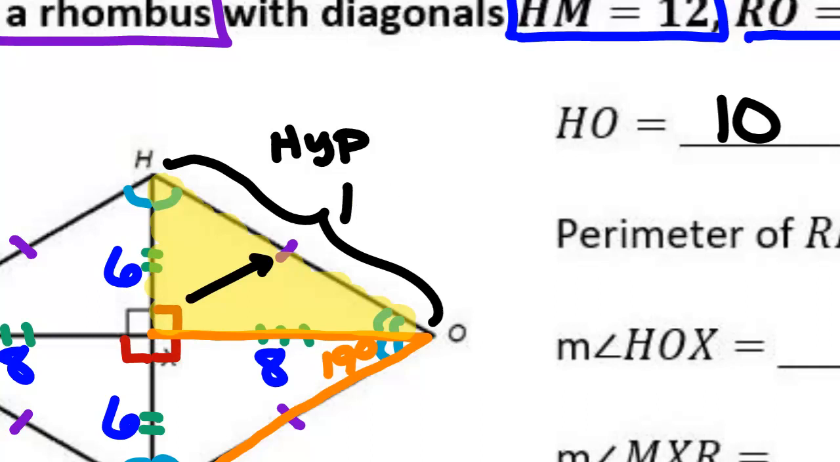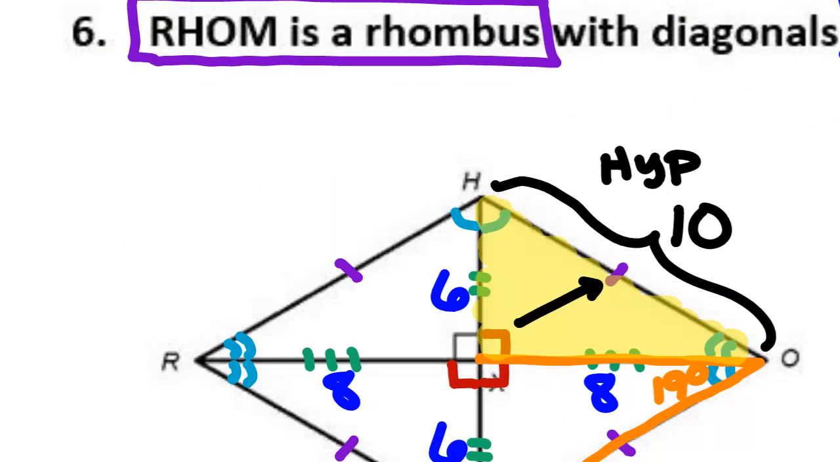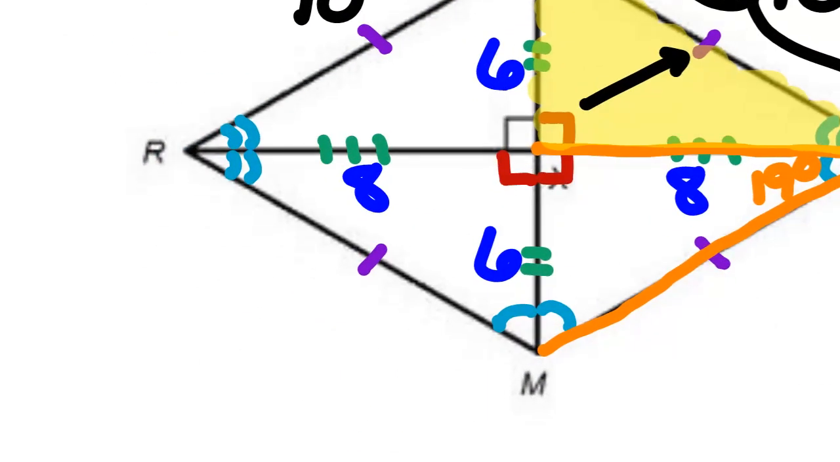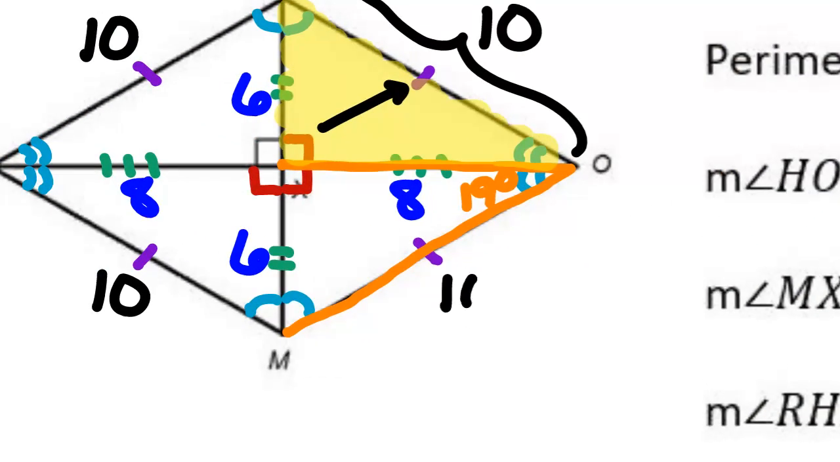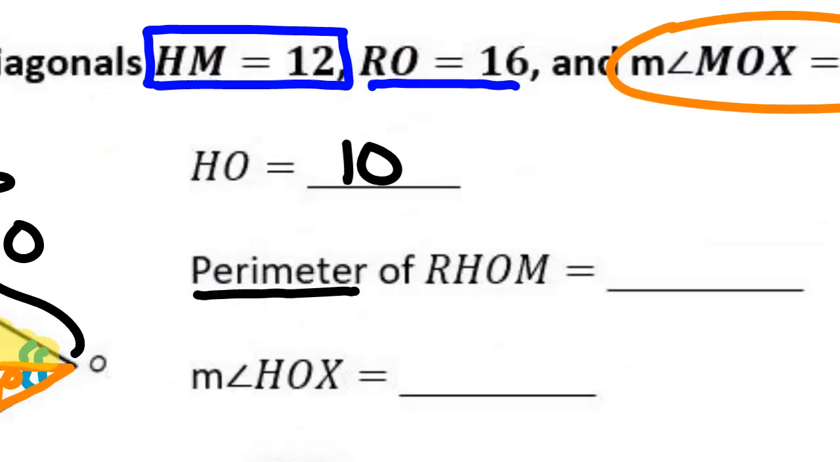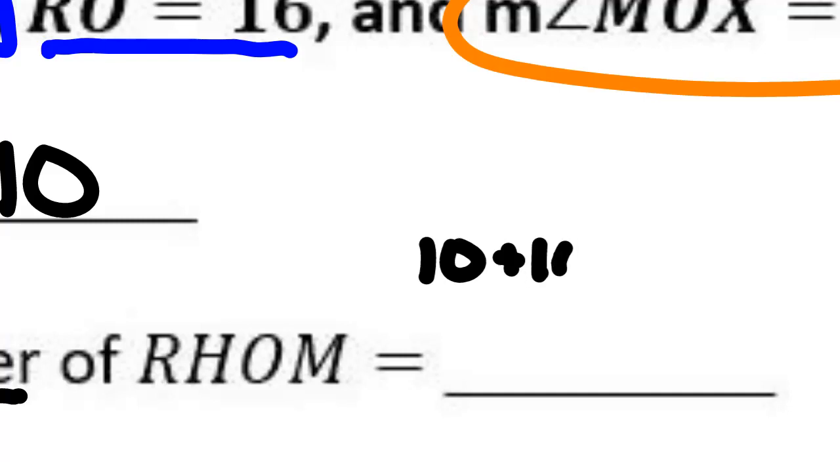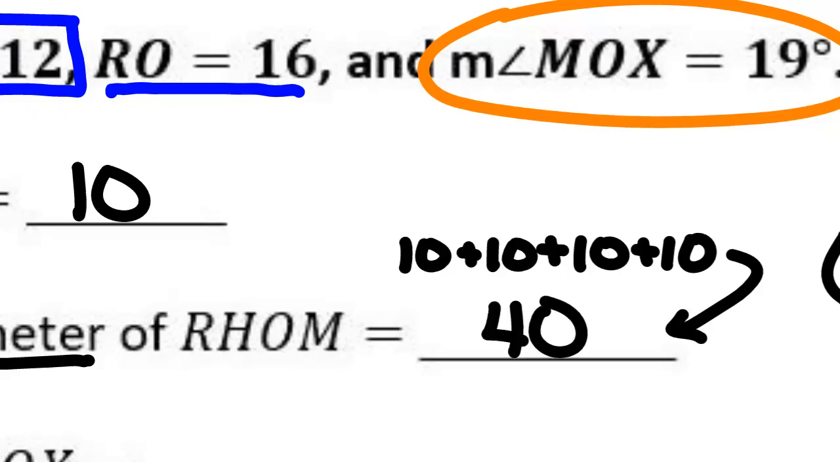Well, if HO is 10, how big is RH? 10. RM? 10. MO? 10. I asked that because they want me to find the perimeter of RHOM. What would the perimeter of this shape be? 40. 10 plus 10 plus 10 plus 10 gives me a perimeter of 40.